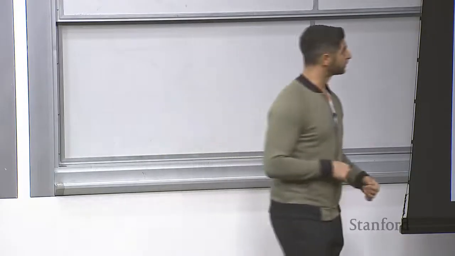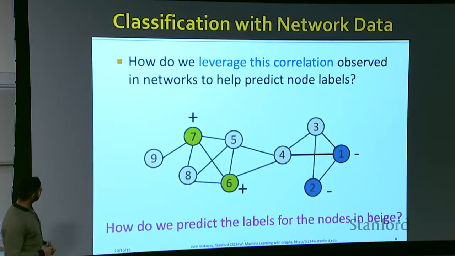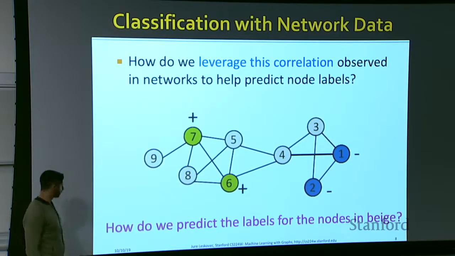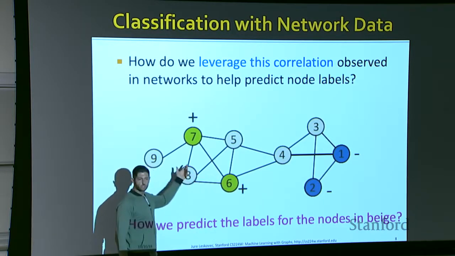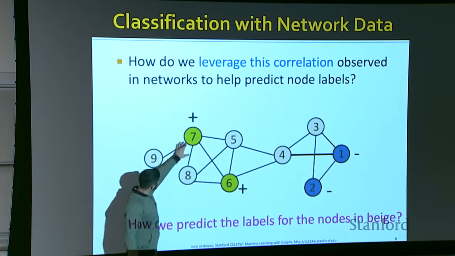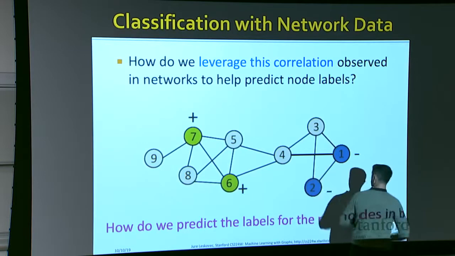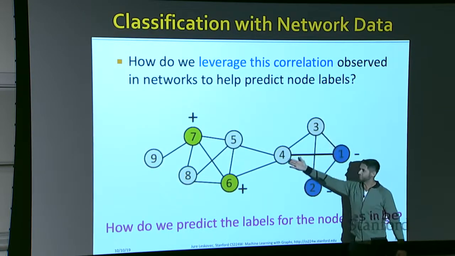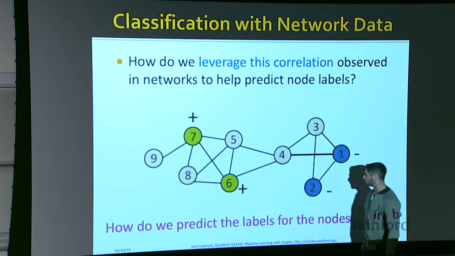Okay, let's move forward. So let's go back to the example that we had before. How do we leverage now this correlation that we observe in networks to help predict our node labels? So the scenario here is we have what we usually call a signed network. The green edges, we label them with a plus, the blue edges, we label them with a minus, and then these beige, sorry, not edges, nodes clearly. And the beige nodes, they have an unknown label, okay?